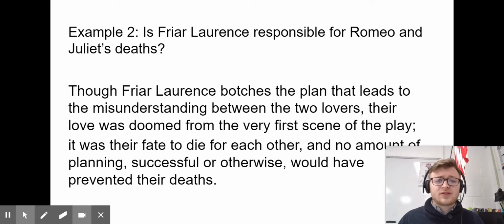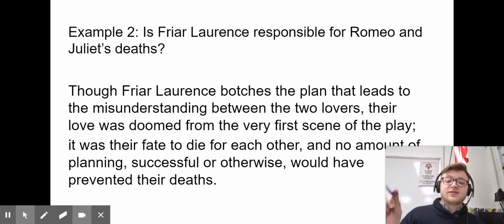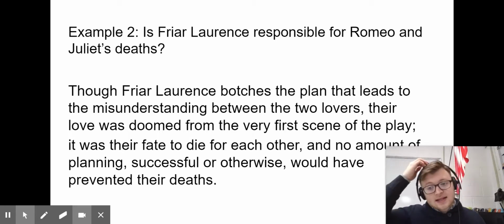My argument is that their love is doomed from the very first scene of the play. So spending my whole essay talking about Friar Lawrence doing the wrong thing isn't really going to contribute back to my thesis statement. So I've added in a second part. It was their fate to die for each other, and no amount of planning, successful or otherwise, would have prevented their deaths. Well, now I've given myself a lot more to talk about for the rest of my essay. Now this feels more like a natural jumping off point for my body paragraphs as I continue on.